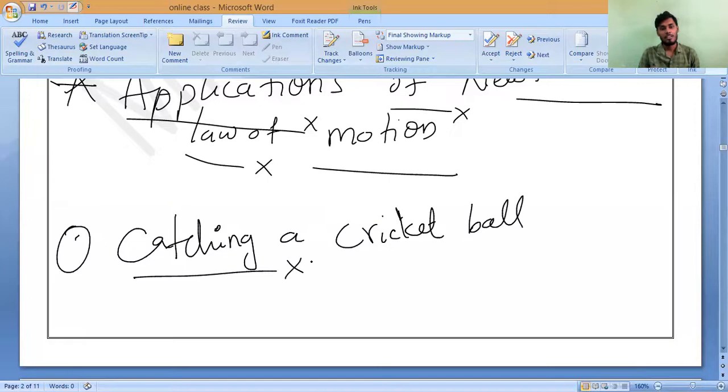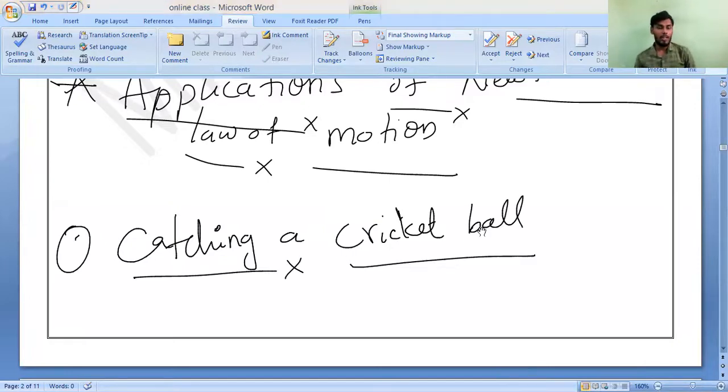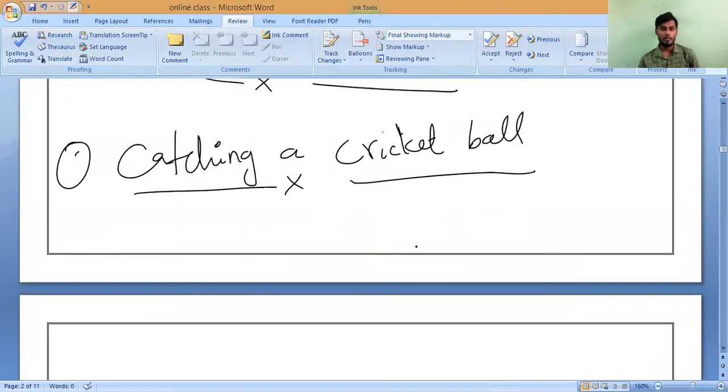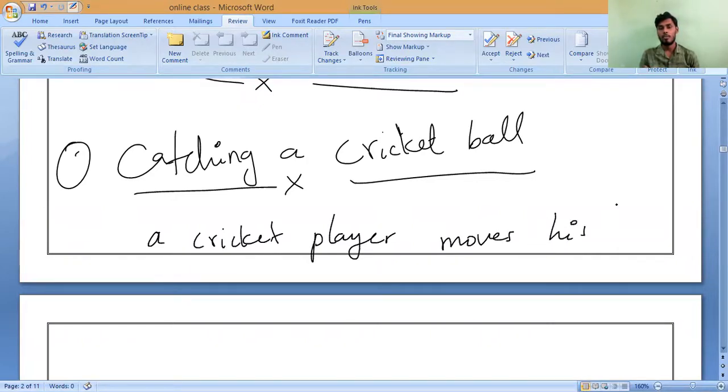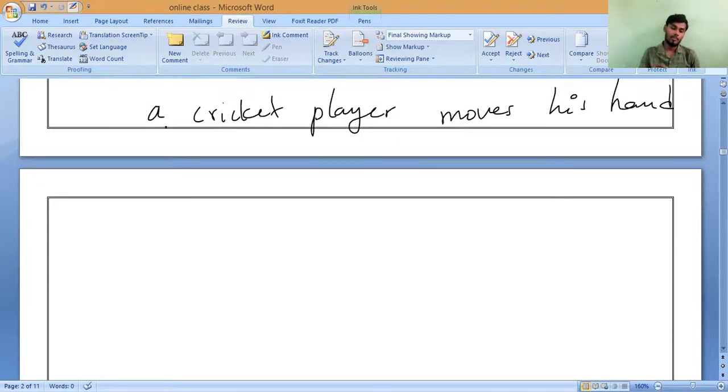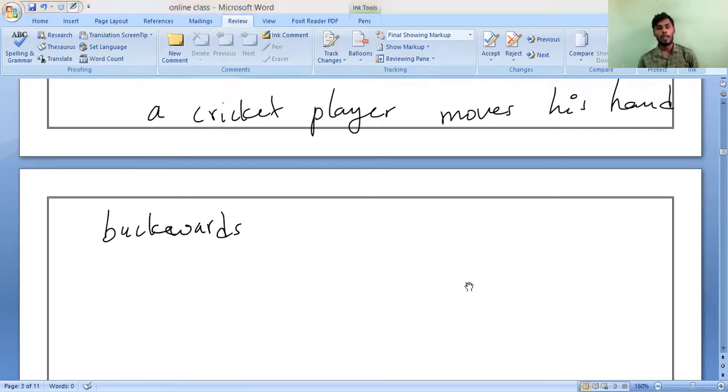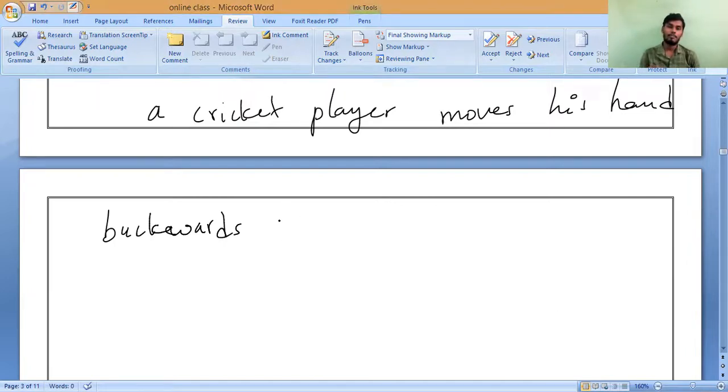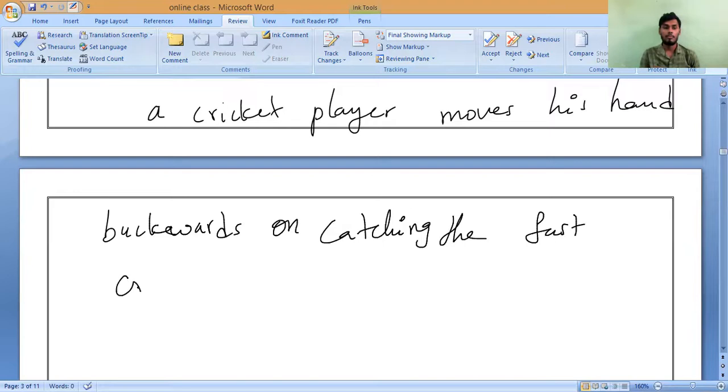Okay. So now, write, all of you. A cricket player moves his hands backwards and catches the fast cricket ball. Do you understand or not? Yes, sir. Fast cricket ball.